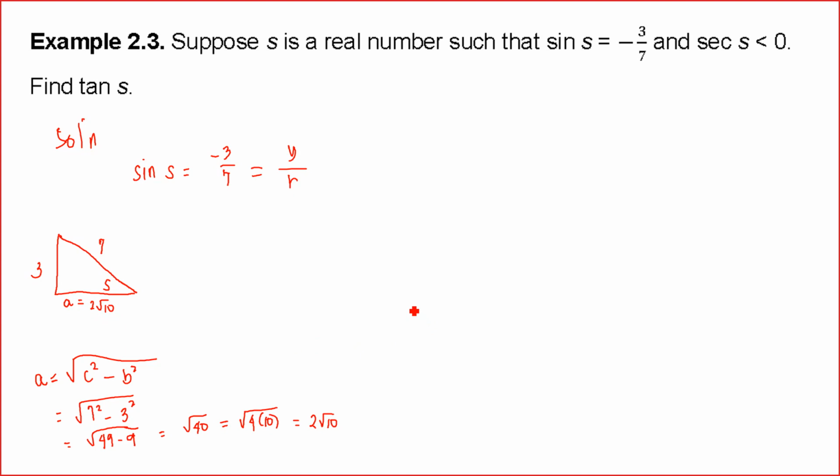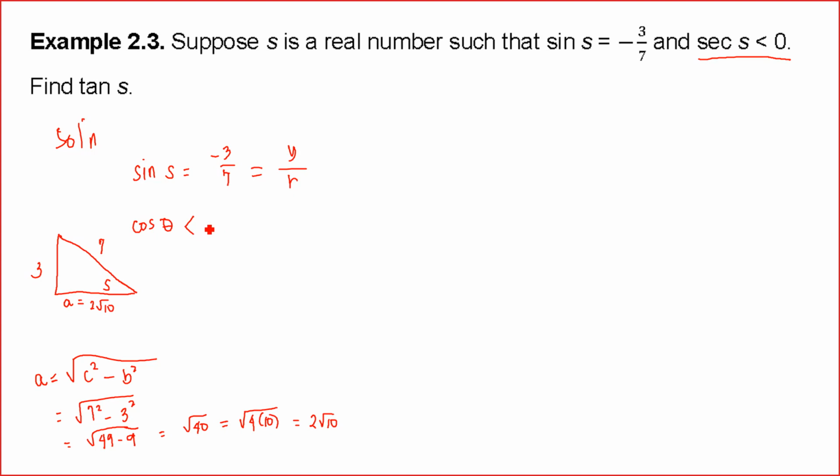Now, since sine s is equal to negative 3 over 7, and we also have the notion that sine s must be less than 0, in other words, it must be negative. Since it is negative, we are going to look for the negative cosine. So cosine s is also negative.